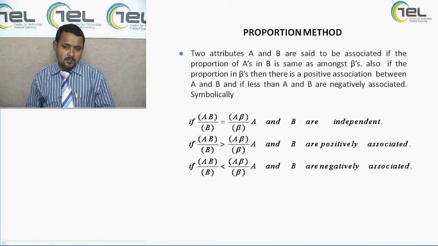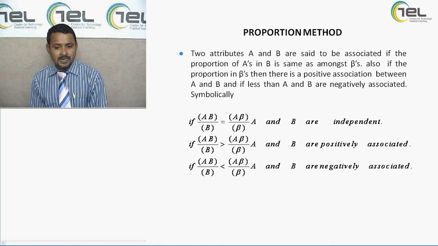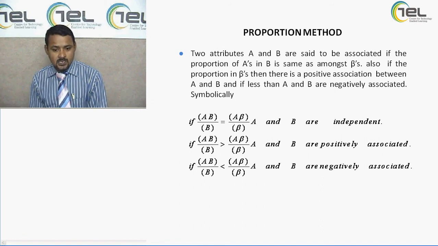The next method is the proportion method. Two attributes A and B are said to be independent if the proportion of A's amongst B's is the same as amongst beta's. If the proportion is greater, then there is a positive association between A and B, and if less than that, A and B are negatively associated.